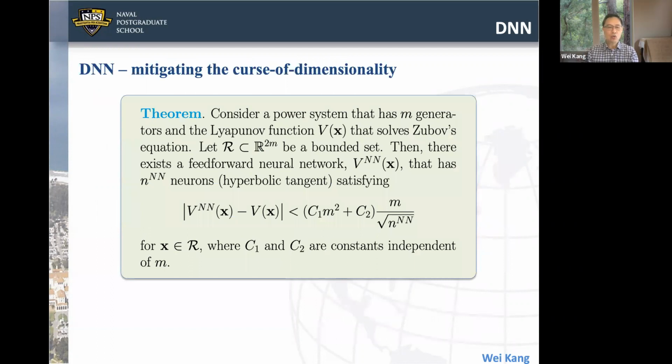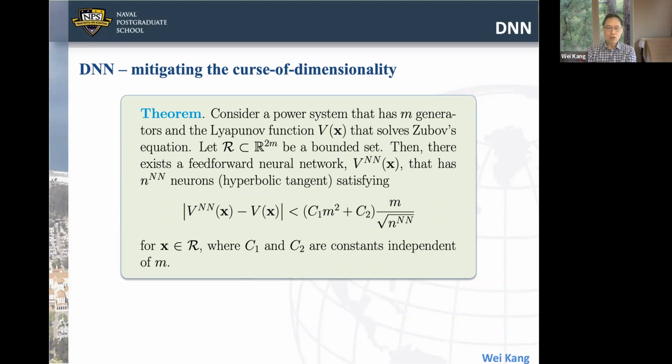Actually, it's true. Using the theorem in the SciComm paper, we can prove the following: for the power system model, the integral form of Zubov's equation can be approximated by a deep neural network, and its error is bounded above by a function where m is the number of generators and n is the number of neurons. You see that it all depends on a polynomial function. In other words, there's no exponential. It does not suffer the curse of dimensionality in the sense of exponential growth.